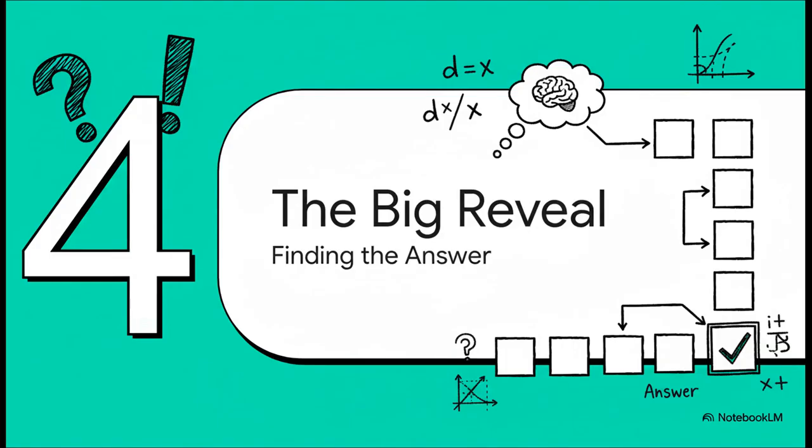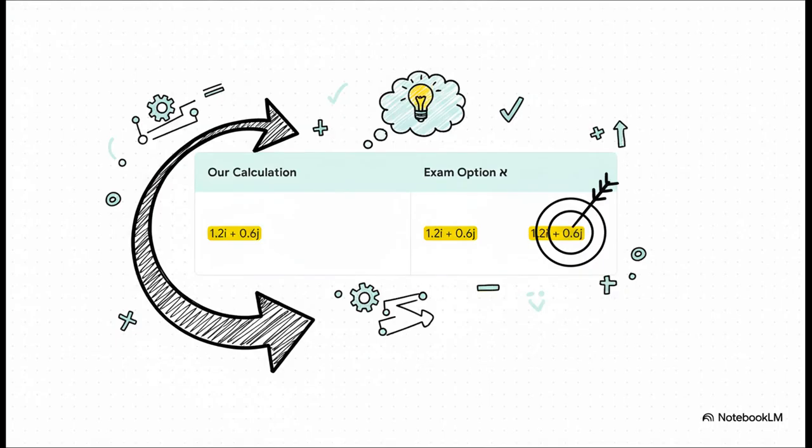So we have an answer, we did the work, we followed the steps, but was it the right one? Let's go back to the original exam question and see if all our hard work actually paid off. And there it is. Would you look at that? Our vector, 1.2i plus 0.6j, is a perfect match for option Aleph, the very first choice on the exam. We did it. We actually solved a university-level calculus problem.